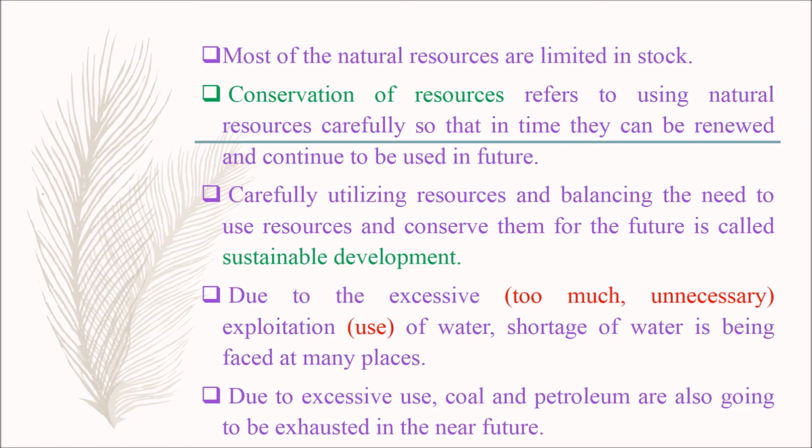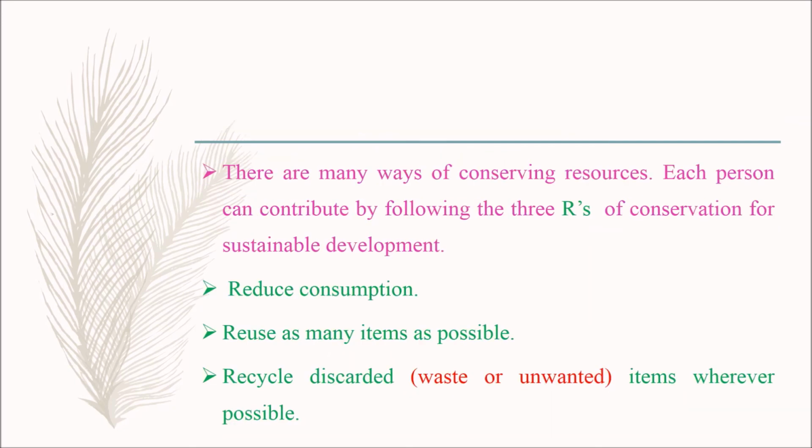Due to the excessive exploitation of water, here exploitation means use, so due to the excessive use of water, shortage of water is being faced at many places. Due to excessive use, coal and petroleum are also going to be exhausted in the near future. There are many ways of conserving resources.